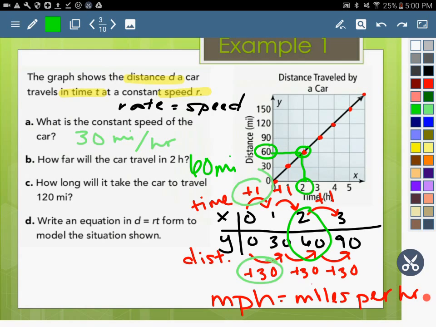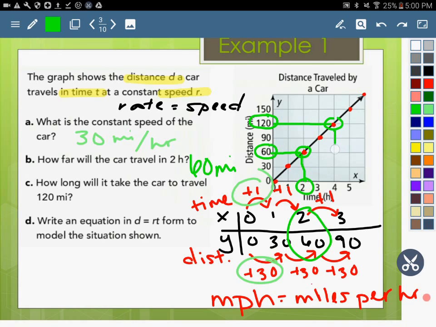So let's move on to part C. It says, how long will it take the car to travel 120 miles? So let's do the same thing. Let's go over to the miles, which is the vertical axis. Here's 120 miles. Let's locate the point that's on the graph, which is this point right here.